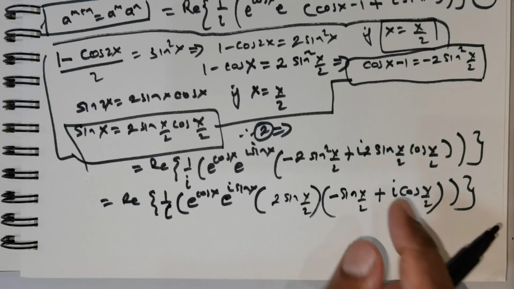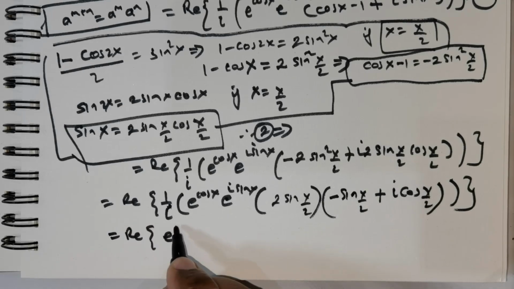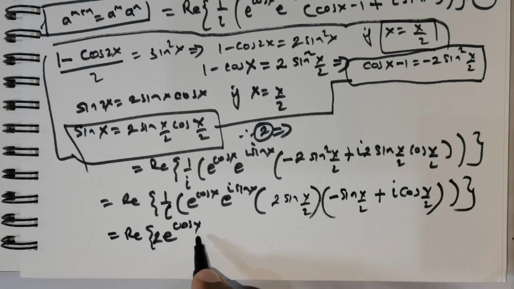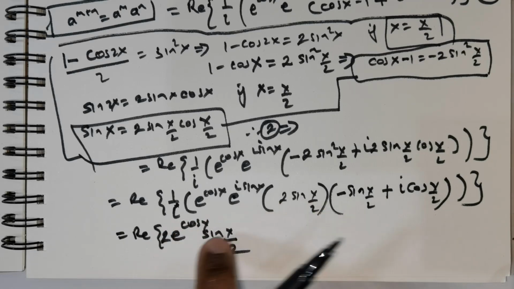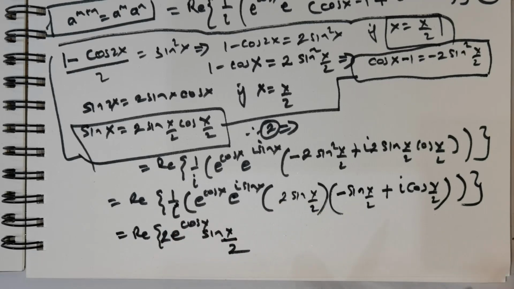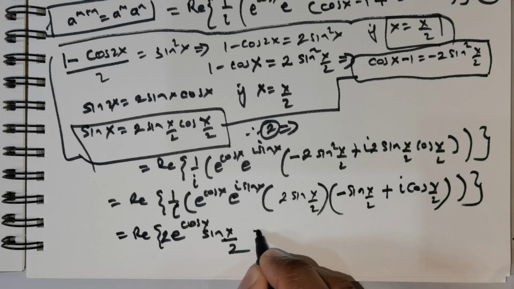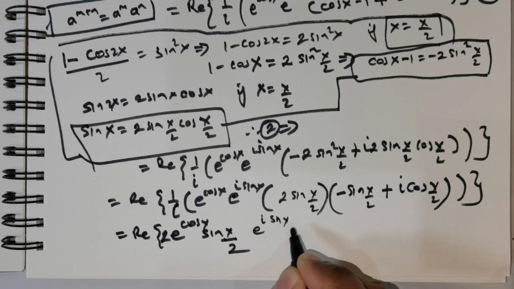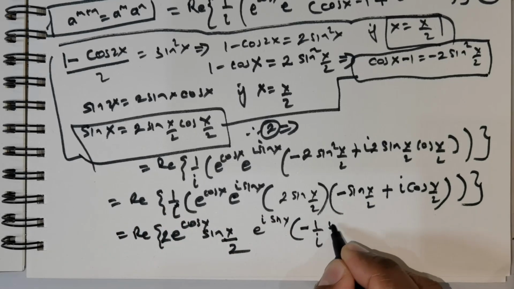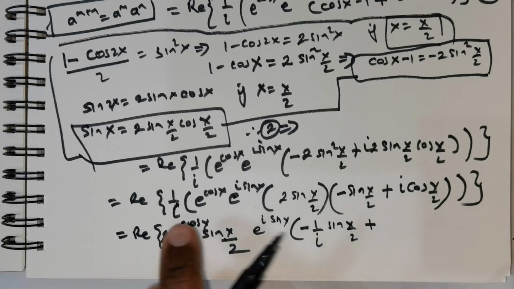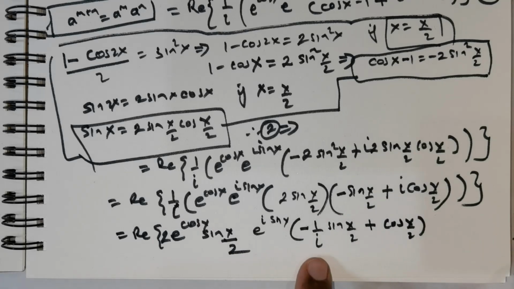This i would get cancelled, and I'm only bothered about the real part. Let me just move this. This is e raised to the power of cos x followed by a 2, and this is the real part. So I'm taking the 2 out, sin x over 2 out, e raised to the power of cos x I'm taking out, followed by e raised to the power of i sin x. When I bring this i here, there will be negative 1 over i sin x over 2. The i and i get neutralized, giving me cos x over 2, right? So this is what I've got.